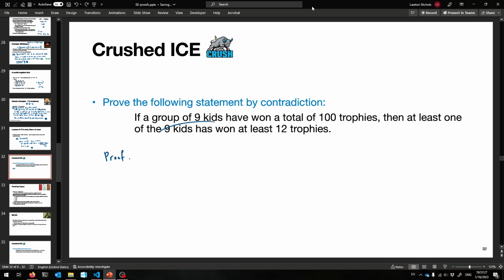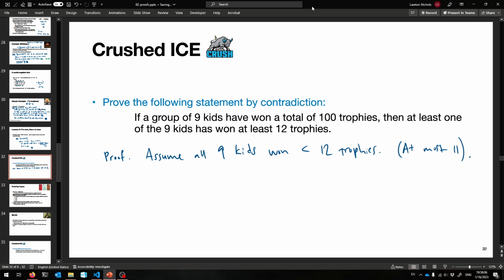All right, if this is not true, assume it's false. Assume that all 9 kids won less than 12 trophies. See how that's the negation of this statement? Assume, like this is the real theorem statement at the bottom here, all 9 kids won less than 12 trophies, strictly less than 12 trophies. Which means they all won at most 11 trophies each. Okay? Well, that's the idea.